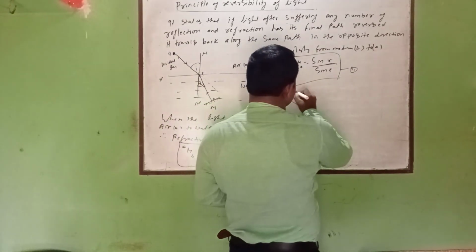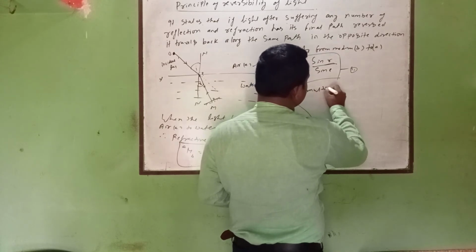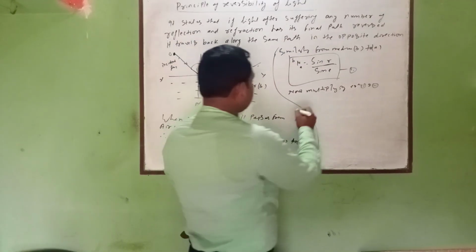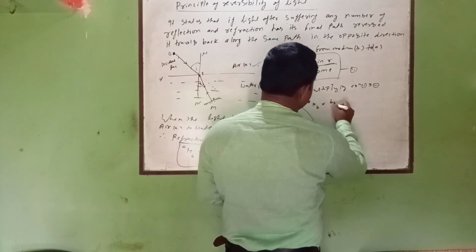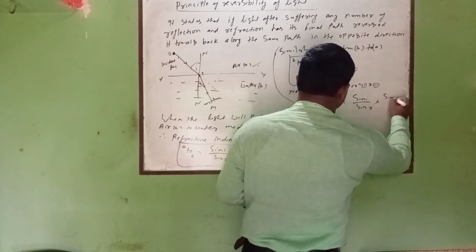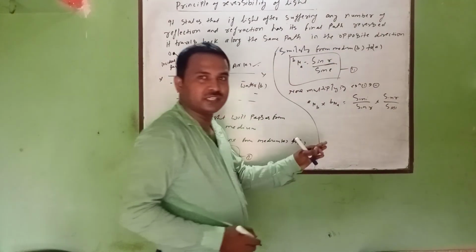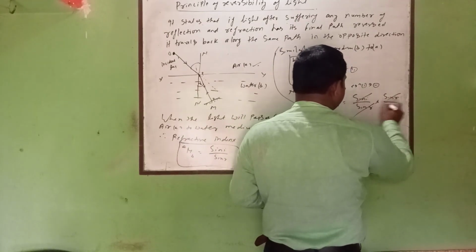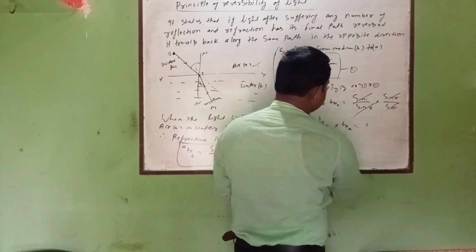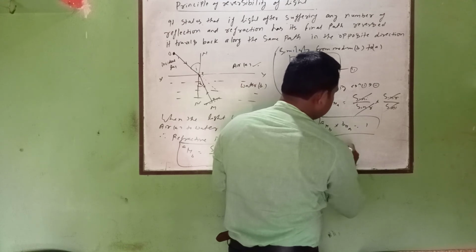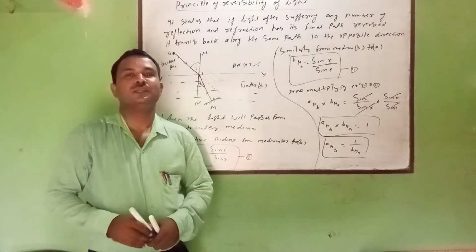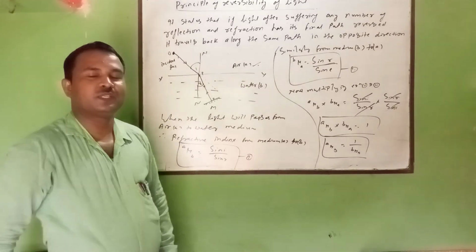Now we can multiply equations 1 and 2. If you multiply, you can write A mu B into B mu A equal to sin i by sin r into sin r by sin i. So everything will cancel out: sin r and sin r, sin i and sin i cancel. You will write A mu B into B mu A equal to 1, or you can write A mu B equal to 1 by B mu A. Can we write this? So this will be the relation of the principle of reversibility of light.